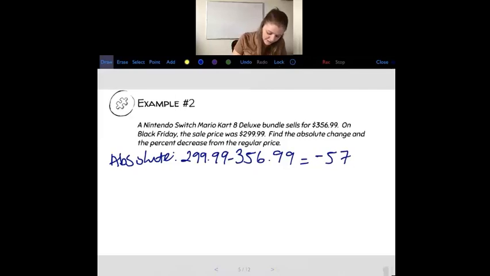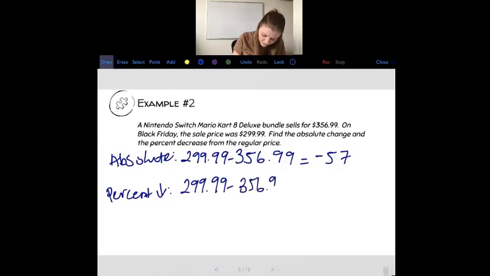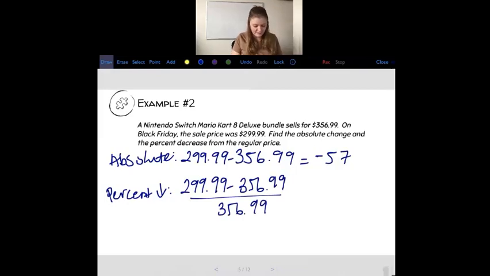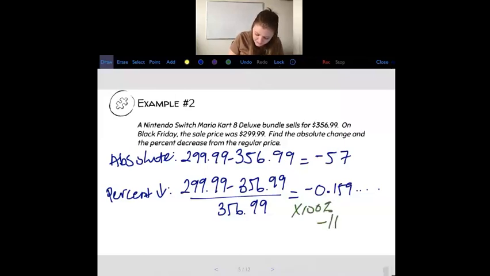Now let's find the percent decrease. So it's new minus old divided by old. Okay, so divide by 356. So this gives us negative 0.159 and so on. And notice it's negative because the more recent price is lower than the original price. As a decimal, we'd multiply by 100%, and let's just say this would be negative 16%.